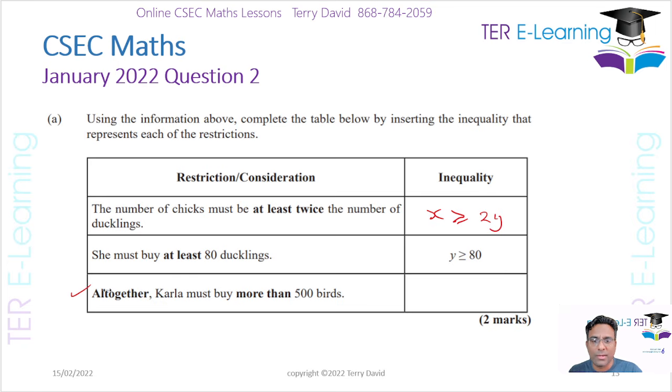Third one, although Carla must buy more than 500 birds, which means that X plus Y has to be greater than or equal to 500 birds, right? That's my second inequality here.